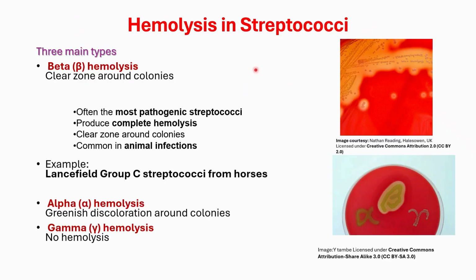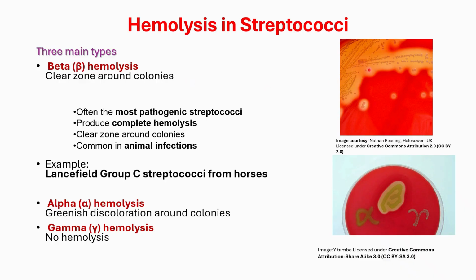First, we will look into the hemolysis pattern. It is one of the most important characteristics used in differentiating streptococci. Hemolysis refers to the breakdown of red blood cells in the culture media surrounding the bacterial colonies. There are three major hemolysis patterns that are observed in streptococci. The first one is beta hemolysis. It produces a clear transparent zone around the colony due to the complete destruction of the red blood cells.